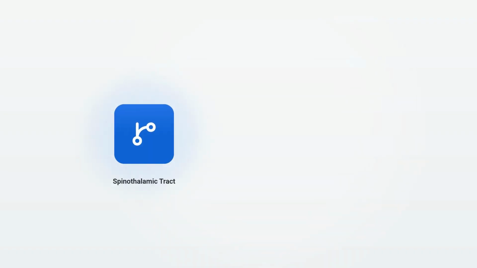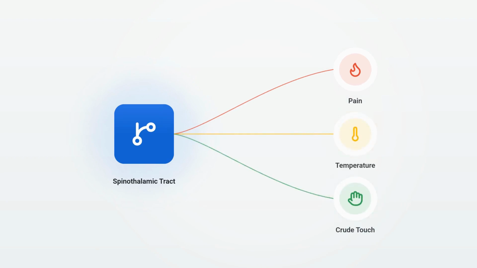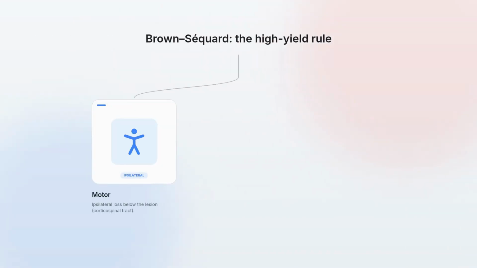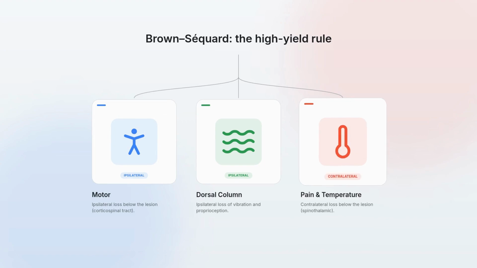Now switch sides. Below the lesion, pain, temperature, and crude touch are lost on the opposite side because the spinothalamic fibers cross soon after entering the cord, and then ascend contralaterally. So the high-yield rule is ipsilateral motor and dorsal column loss, but contralateral pain and temperature loss below the lesion.